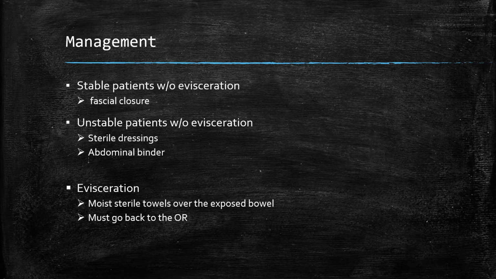Management is dependent on how stable the patient is and whether they have eviscerated or not. So if we have a stable patient who has a dehiscence without evisceration, then the patient should be brought back to the operating room for a fascial closure. If you don't close this, then the patient will develop an incisional hernia. If the patient is too unstable to go back to the operating room and they haven't eviscerated, then we'll usually cover the draining wound with sterile dressings and place an abdominal binder. The goal here is to prevent evisceration.